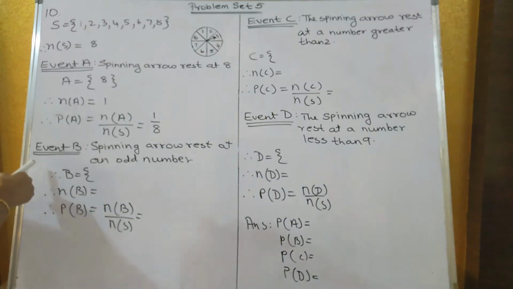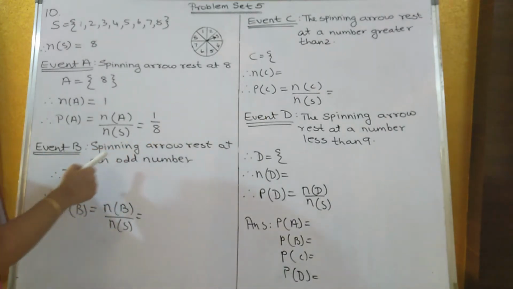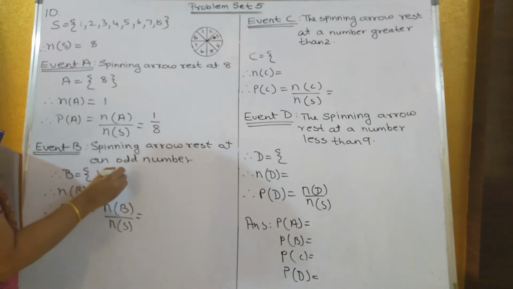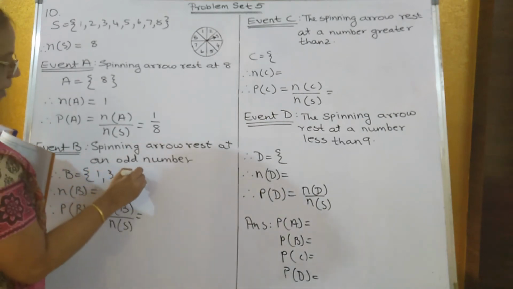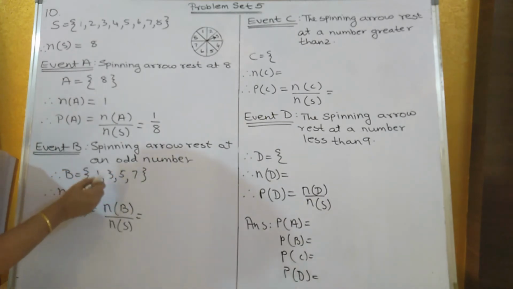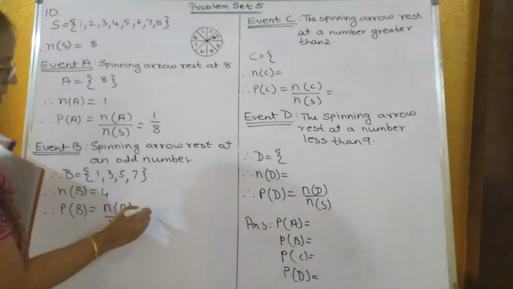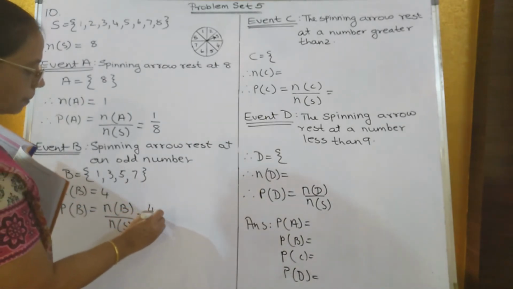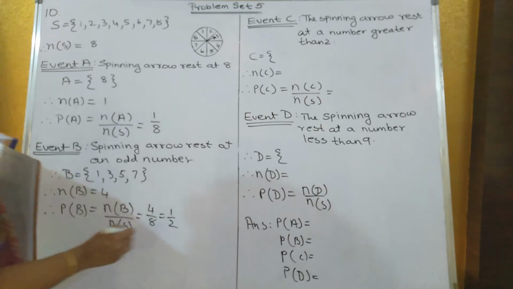Now event B, spinning arrow rests at an odd number. So which are the odd numbers? 1, 3, 5 and 7. So how many elements are there? 1, 2, 3, 4. So 4. So probability PB is equal to NB upon NS, that is 4 upon 8. That's equal to 1 upon 2.